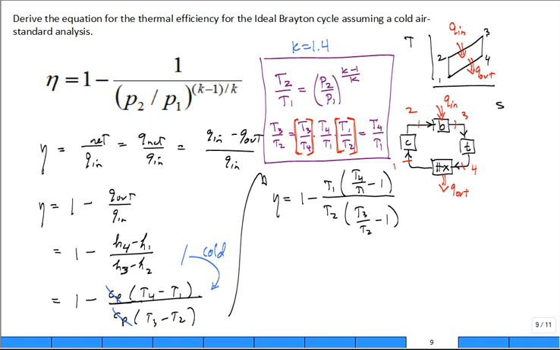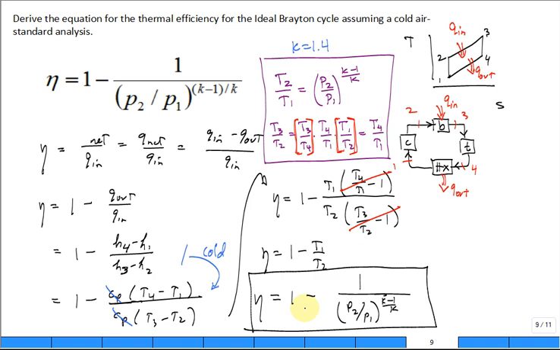Now that we see that, we can say this is equal to that. And so the efficiency is 1 minus T1 over T2. We already know what T1 over T2 is. It's 1 over P2 over P1 to the K minus 1 over K. So that's the result we wanted to show.